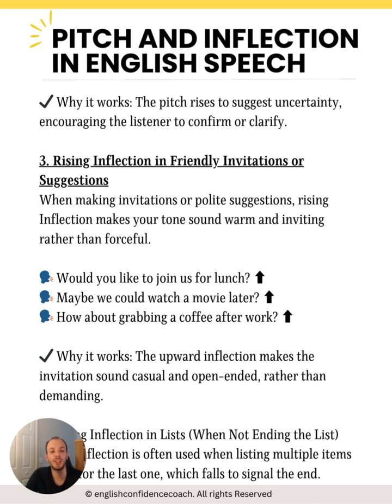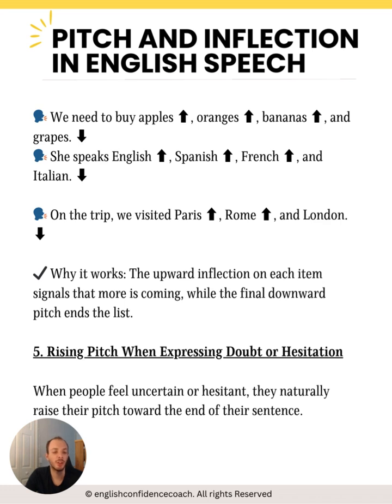We also use rising inflection in lists, that's to say, when we're listing off multiple items, except for the last one, which signals the end of the list. So, we need to buy apples, oranges, bananas, and grapes. Again, voice rising on each item that's listed. We need to buy apples, oranges, bananas, and grapes.